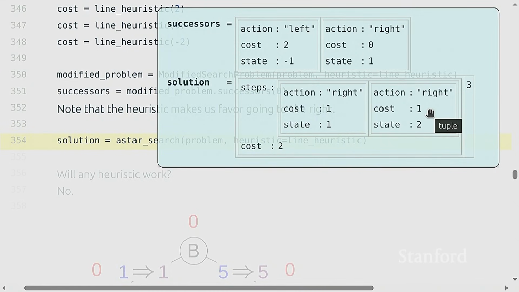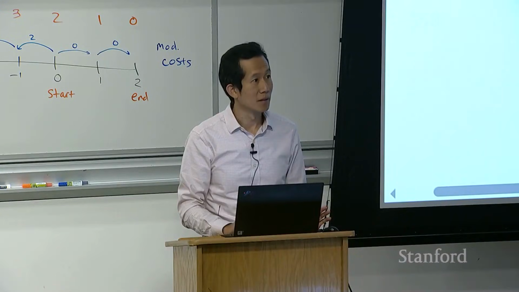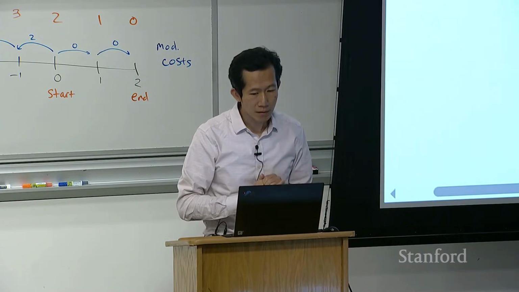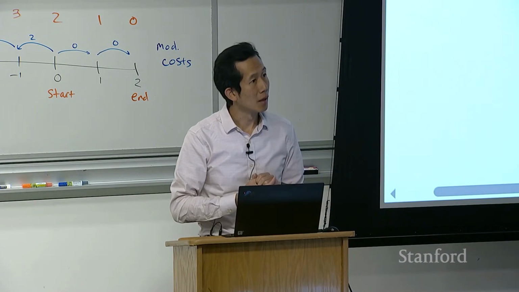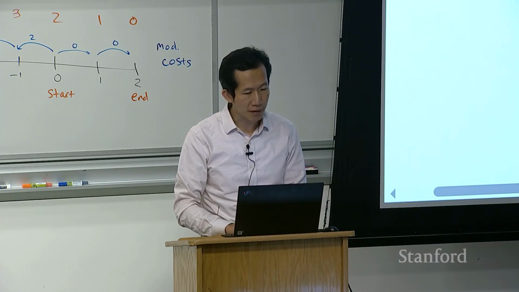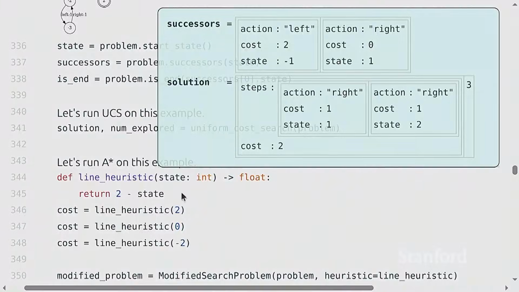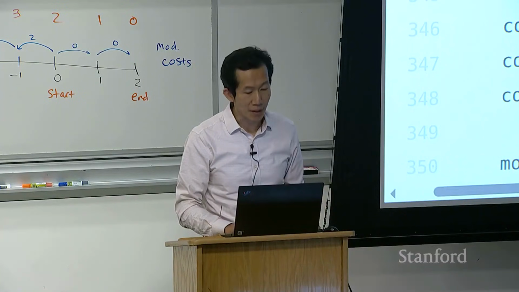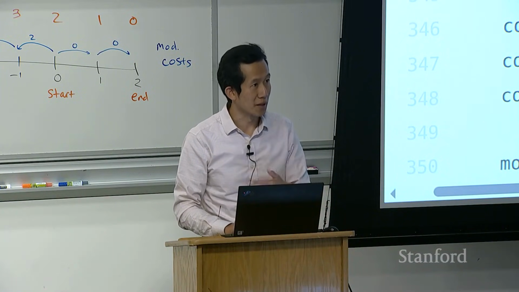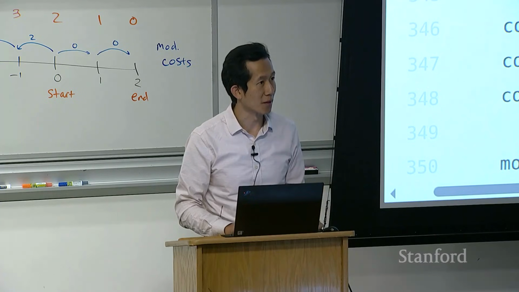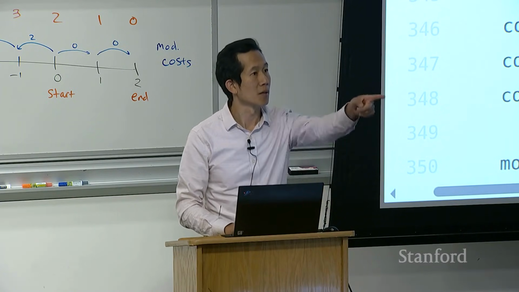Any questions about A star? Yeah? So the question is, how did I define the heuristic in this example? The heuristic is defined like this, and in this simple example, I just made it up. I'll show you how you can define it in general, but this is usually a domain-specific question.